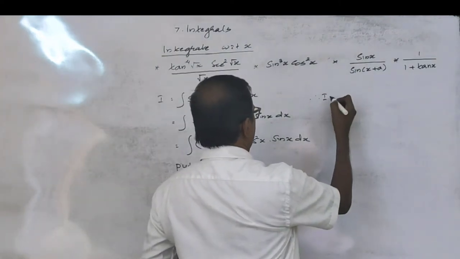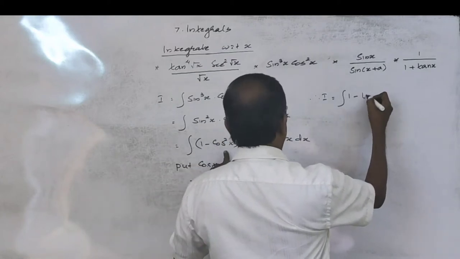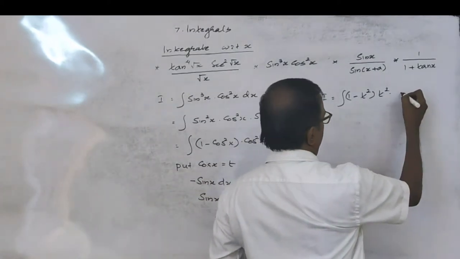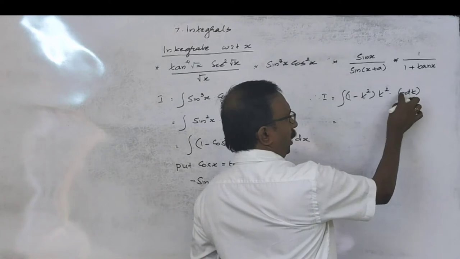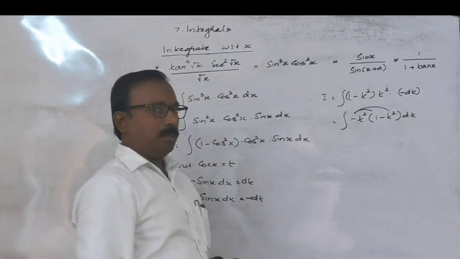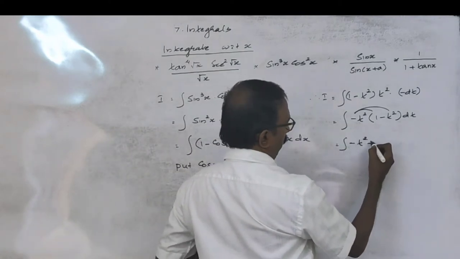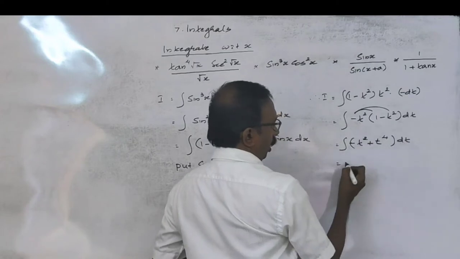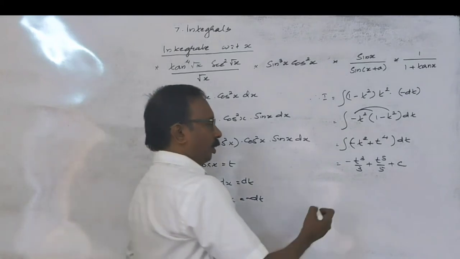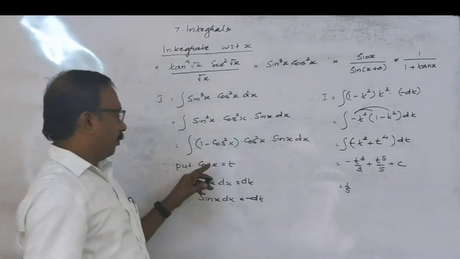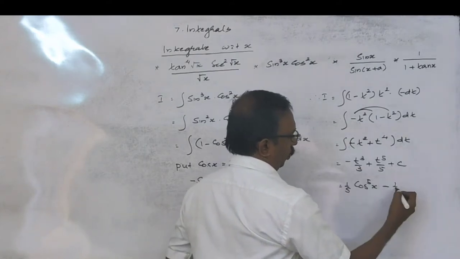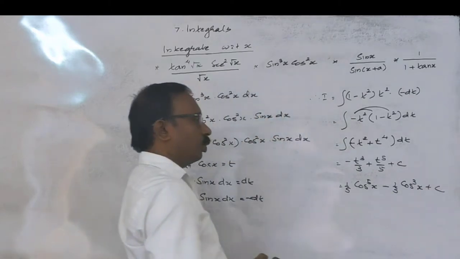Therefore I is equal to the integral of 1 minus t square into t square into minus dt. That is minus the integral of t square into 1 minus t square dt. Minus into minus gives plus t raised to 4 minus t square dt. The integral of t square is t cube by 3, and t raised to 4 is t raised to 5 by 5, plus c. So the answer is 1 by 5 cos raised to 5 x minus 1 by 3 cos cube x plus c.